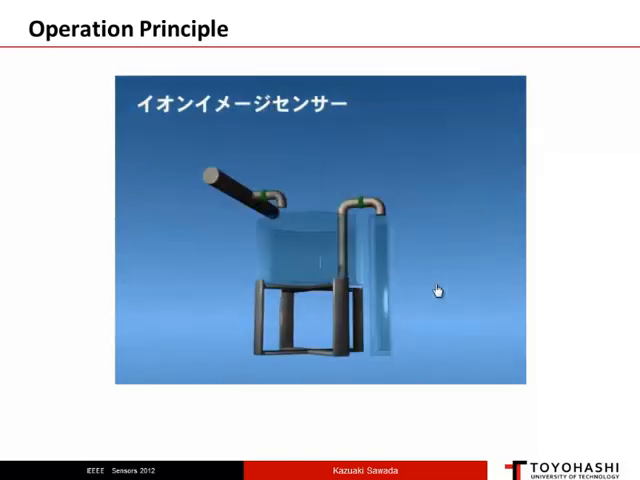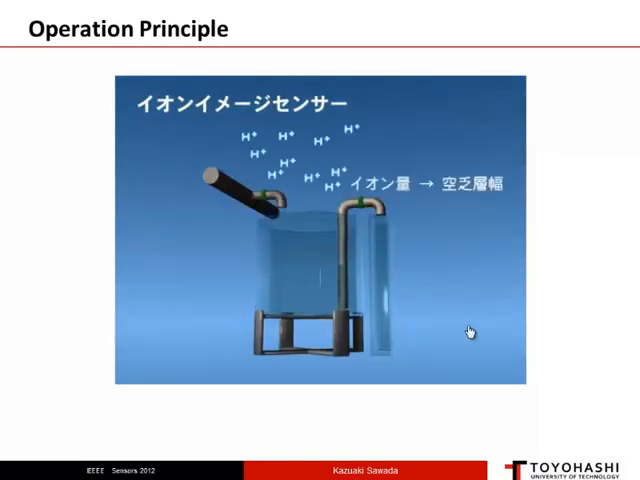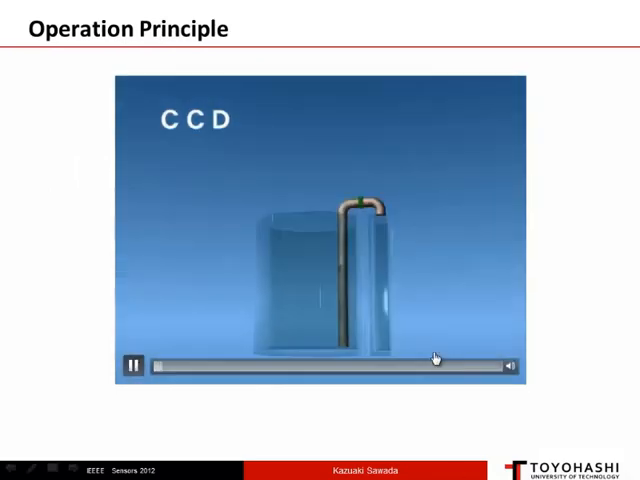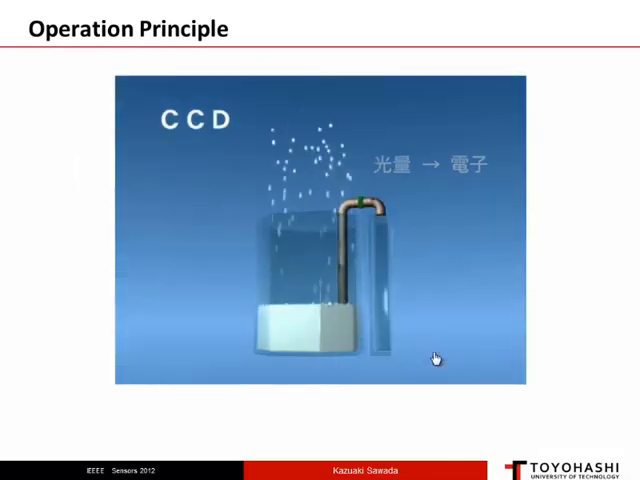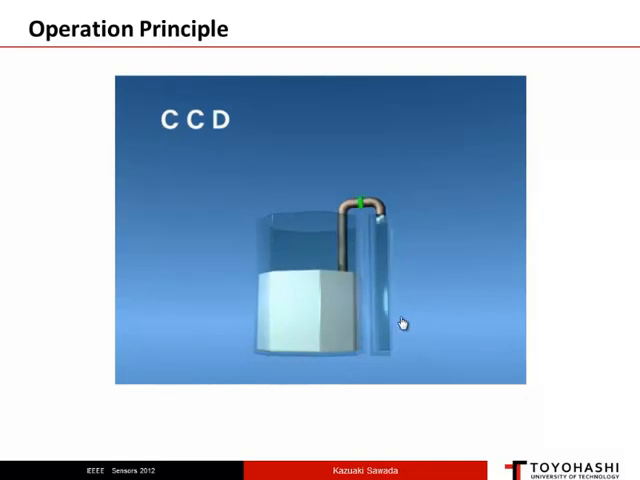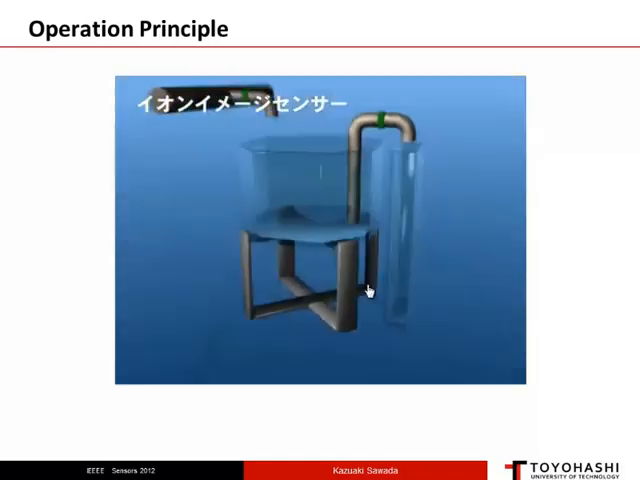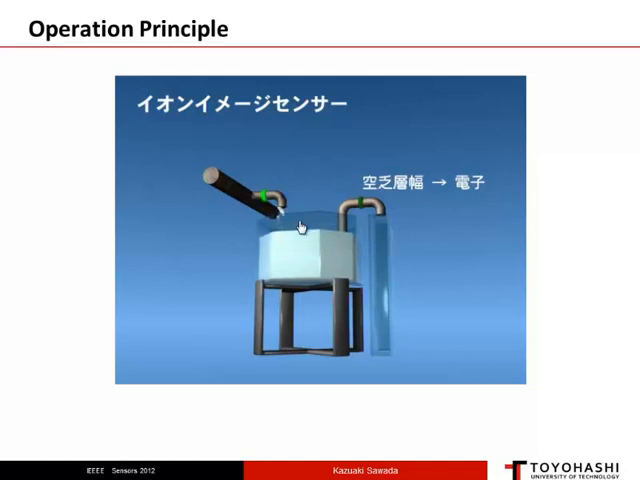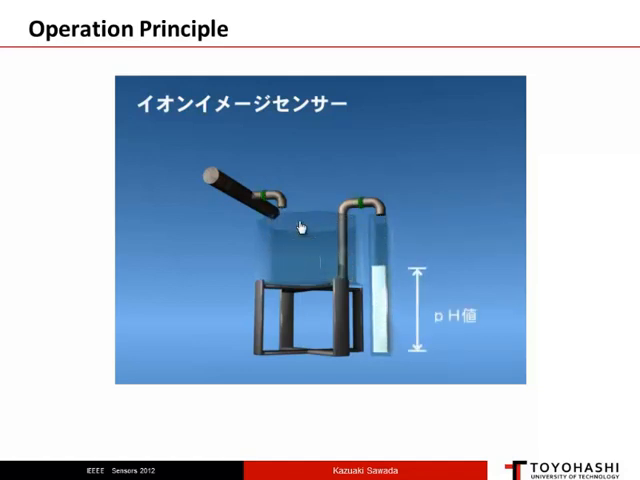On the other hand, our proposed sensor... A conventional CCD image sensor catches photo-generated electrons. On the other hand, in our proposed sensor, the proton ion concentration changes the depth of the potential well. Then we have to convert the depth of the potential well to an electron quantity using the fill and spill technique.